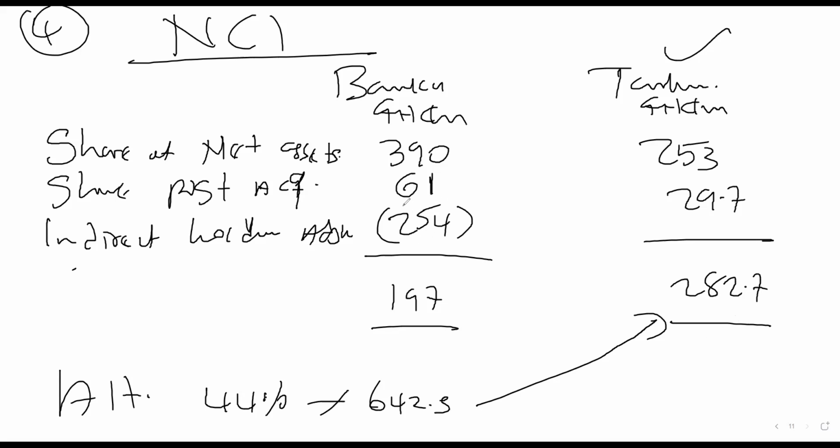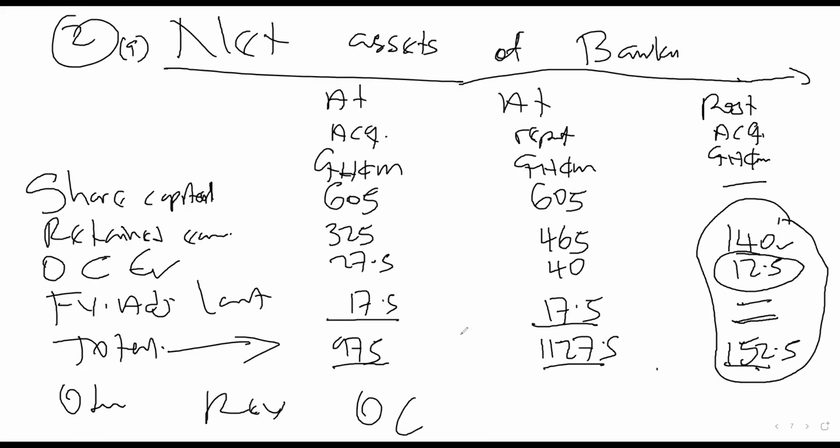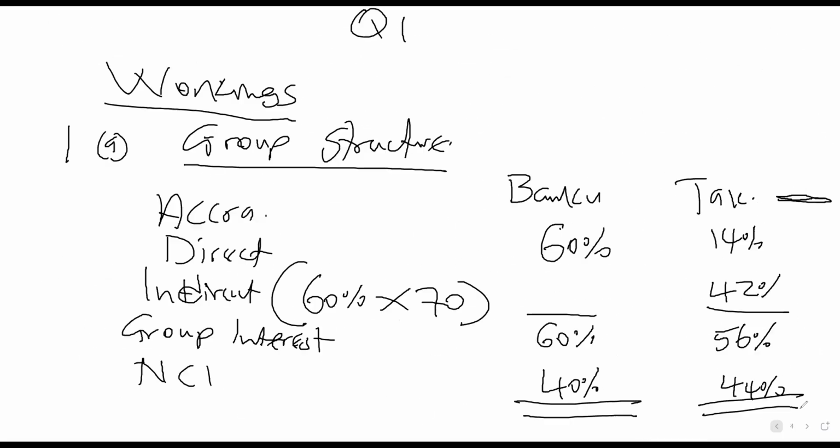The same thing applies to Bokun. Bokun too, kindly find 40% of 975 and subtract 254 from it to get the same answer. I'm done. Go to the face of the balance sheet and record your NCI.